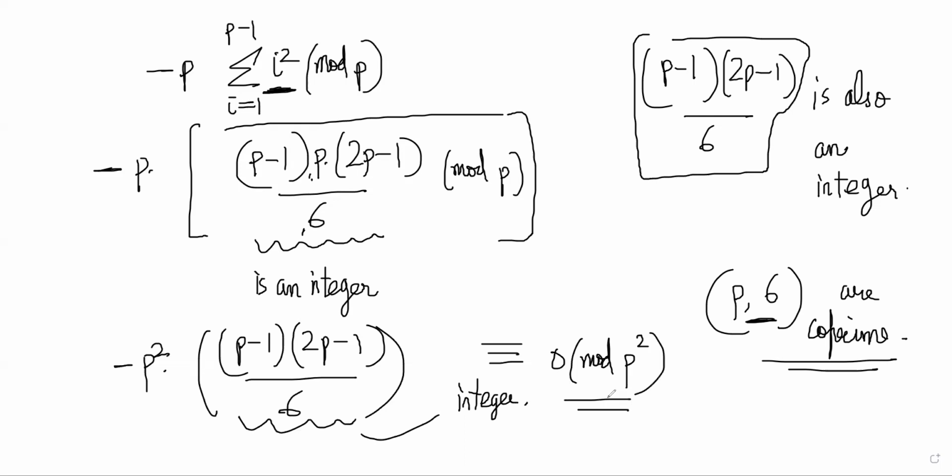So what we have gotten is that twice the summation of 1 to i is congruent to 0 mod p square, right? Which proves what we wanted to show. We wanted to show that p square divides m, right? So we have gotten the conclusion. So that is the proof of your Wolstenholme's theorem, right?